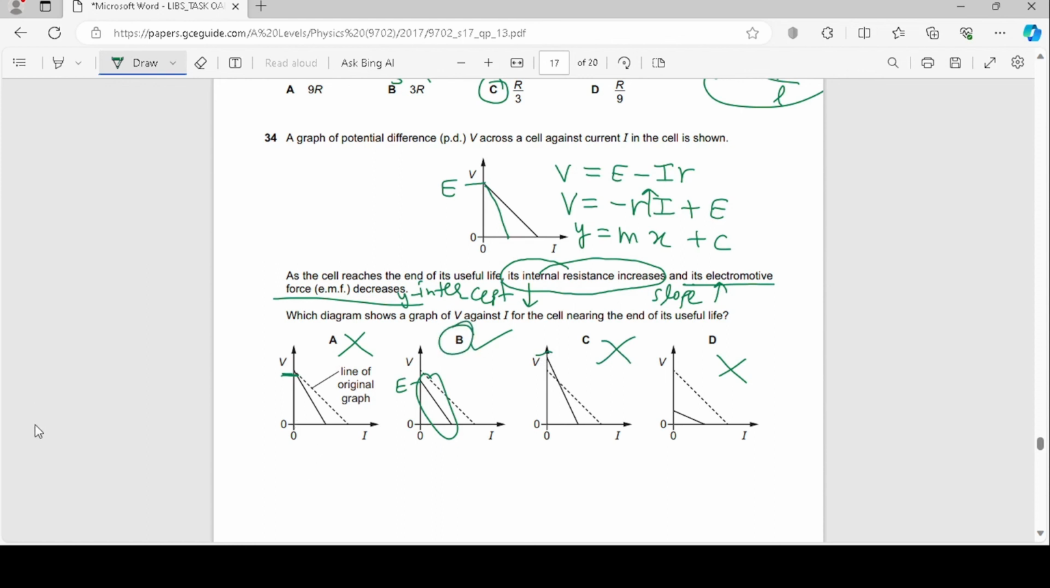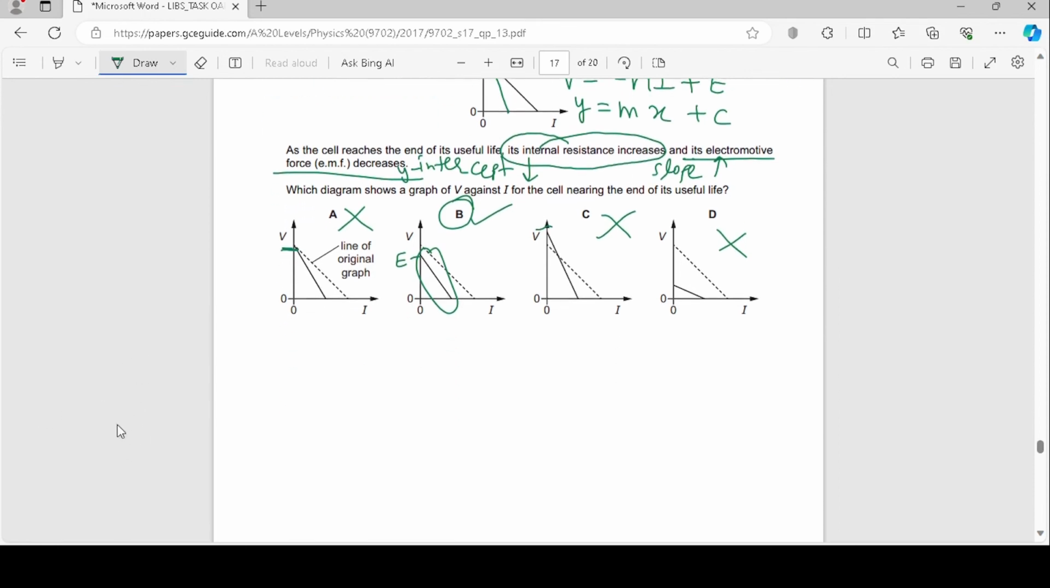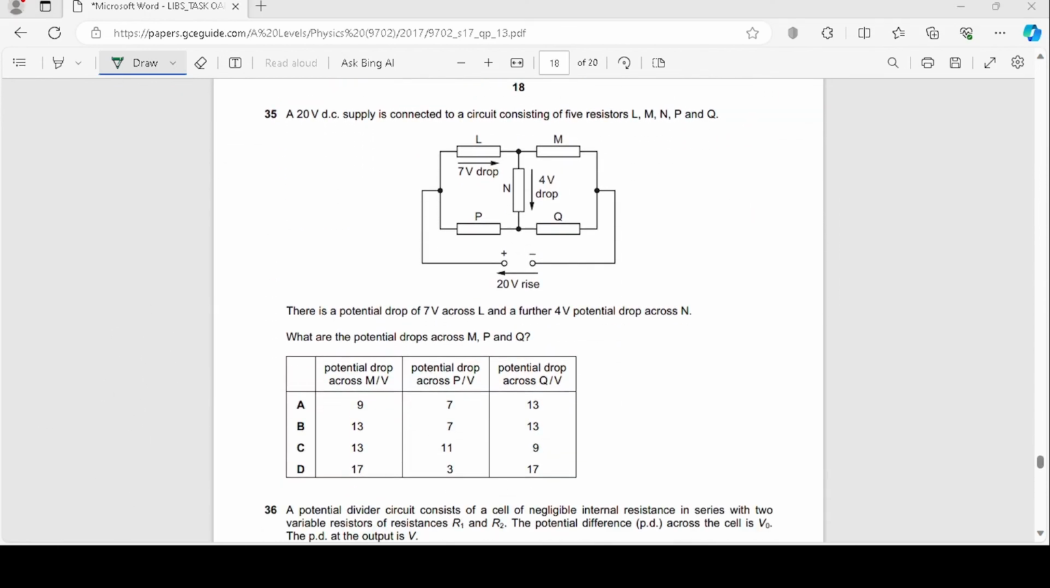Okay, so yeah, now the next question. A 20 volts DC supply is connected to a circuit consisting of 5 resistors L, M, N, P, and Q. There's a potential drop of 7 volts across L and a further potential drop of 4 volts across N. What are the potential drops across M, P, and Q? Okay, so firstly, we can start off by thinking that because this is a 20-volt supply, this is like a circuit that's connected in parallel with this, I suppose.